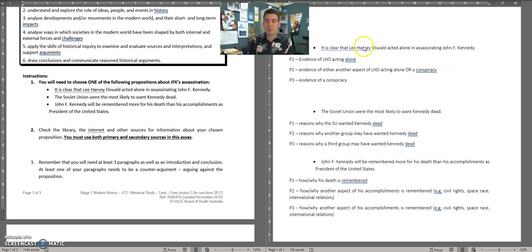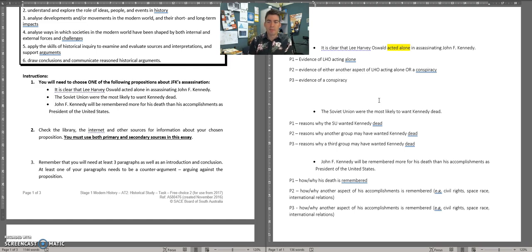Kennedy. The important part here is this phrase here, that he acted alone. And so what this question is asking you to do is to consider, okay, what evidence is there that he did act alone, that he was solely responsible for the assassination? And is there evidence that perhaps there were other people involved and that it wasn't just Lee Harvey Oswald doing what he wanted to do to make it happen?